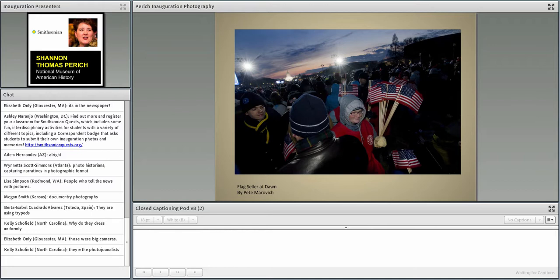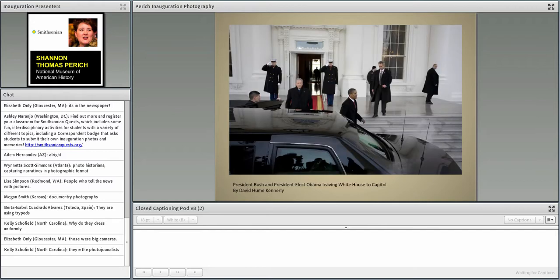Let's look at some of these. Let's get back to photojournalism and look at some of these photojournalistic images. These are a set of photographs that were used for that exhibition that come out of the inaugural project, and all of these photographers are photojournalists. And I just want to remind you of the breadth of the inaugural event, that it's not just the swearing-in ceremony, that there are parades, there's the prayer service, there are lots of other events that happen in front of the cameras and away from the cameras.